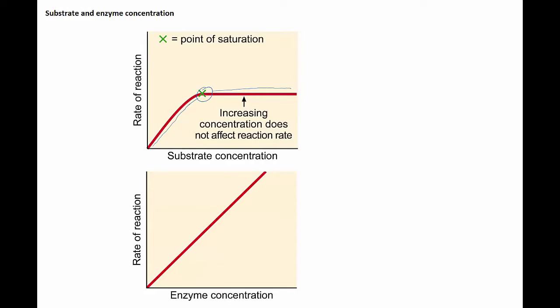So one way around this would simply be to add more enzymes, of course. Now, as you increase the enzyme concentration, there's going to be more enzymes to actually catalyze the reaction, in which case you're going to just keep increasing the rate of reaction here. And you're not going to end up with that point of saturation.